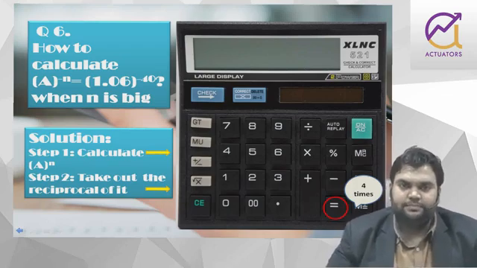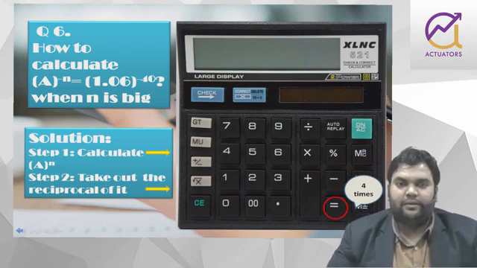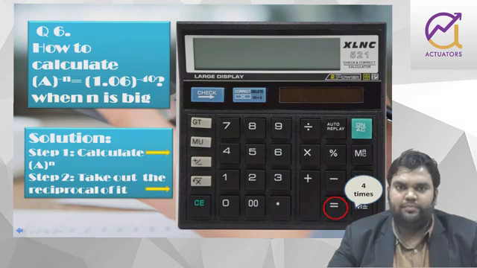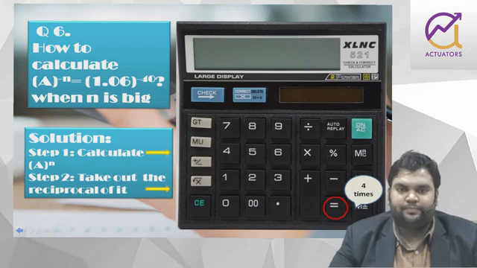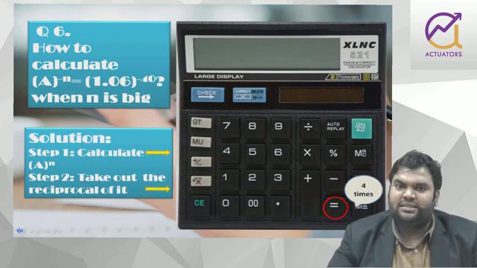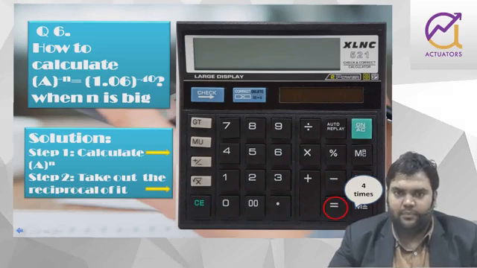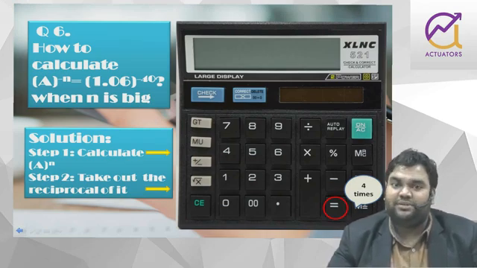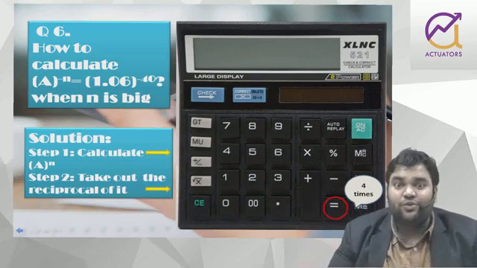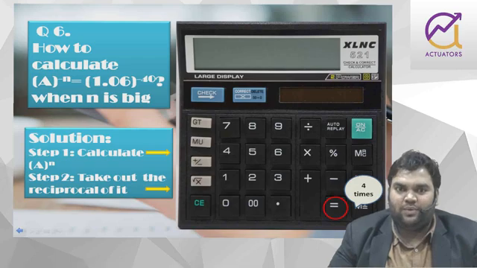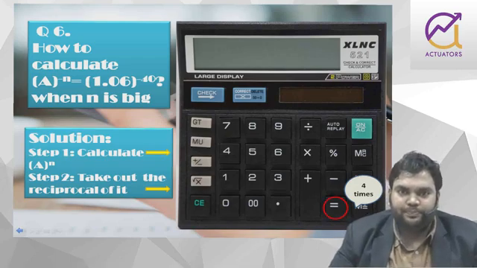So guys, take out your calculator. Press 1.06, divide, equals 8 times. As soon as you have pressed equals 8 times, step 1 is over, because we have calculated 1.06 to the power minus 8. Again, press into and then press equals 4 times, because we are taking plus 5 as the power, and when the power is positive we have to press equals n minus 1 times. Clear?